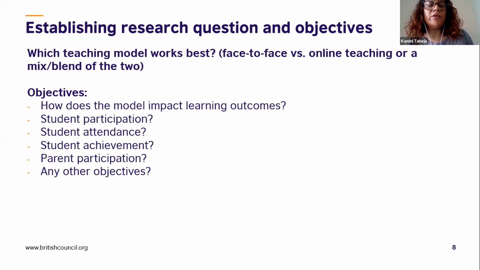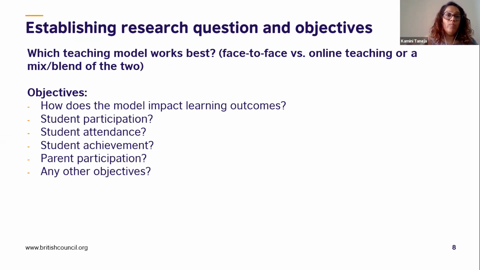So the first step is we need to establish our research question. In this case, the question is which teaching model works best: face-to-face, online, or a blend? What are our objectives? We need to find out which model serves the purpose better, or which model makes a difference in the learning outcomes. So Dadon, you think the blended model works best. This is not based on evidence. This is your opinion. So which model improves learning outcomes?